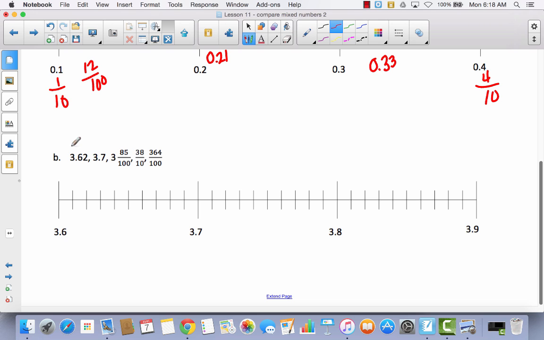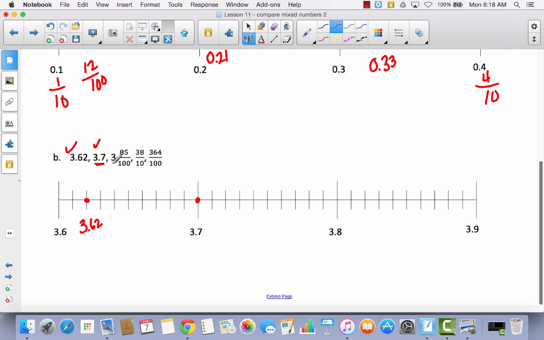So if I have 3 62 hundredths, well, this would be 3 60 hundredths, 3 61 hundredths, 3 62 hundredths. All right, so the next one's 3 7/10. Well, that's already on the number line, isn't it? All we have to do is just plot it. We don't have to worry about labeling it.